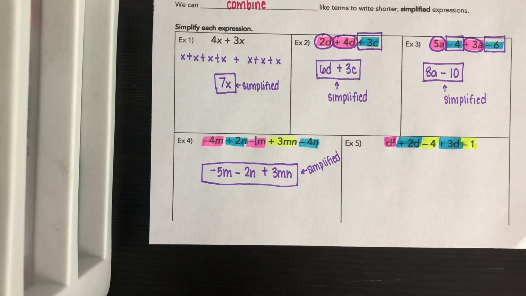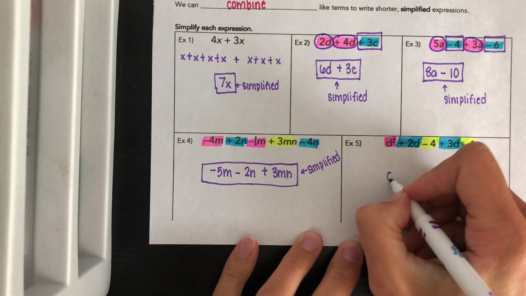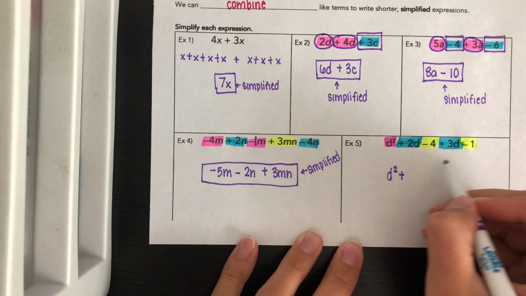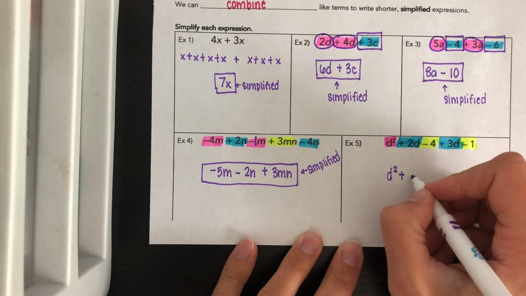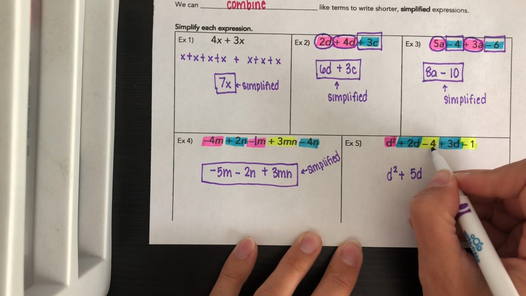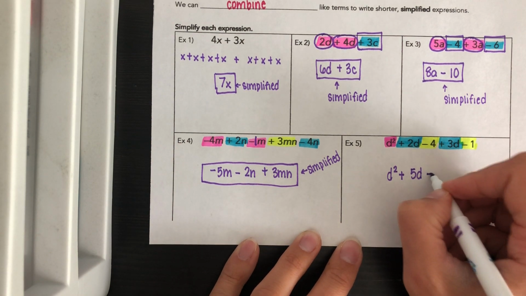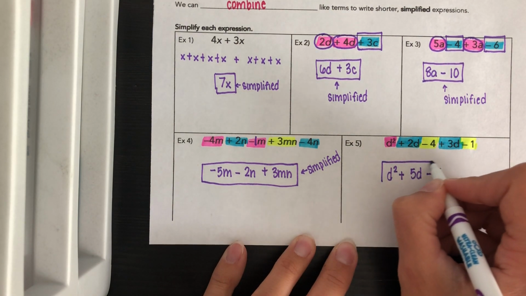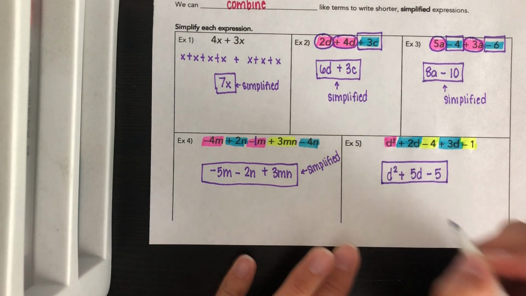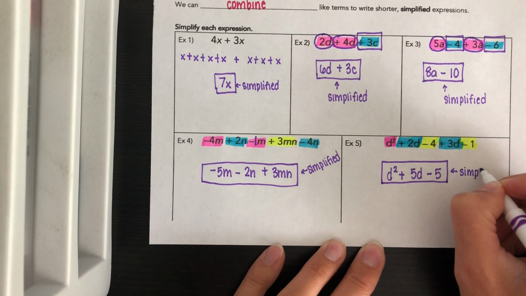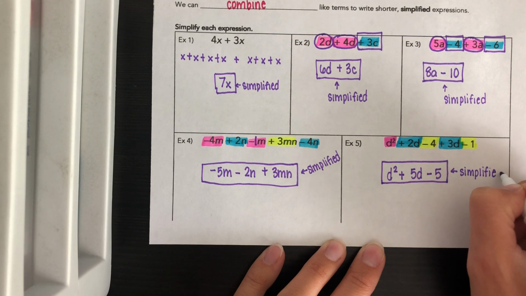Now that we've identified our like terms, we can go through and we can combine. So we know d squared is on its own. We have 2d plus 3d, which would be 5d. And we have negative 4 minus 1. And when we combine those, we get minus 5. So now that I've combined all of my like terms and I have no remaining like terms, I have simplified my expression.